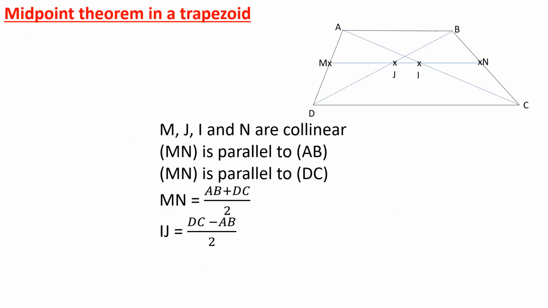The midpoint theorem in a trapezoid. We have a trapezoid ABCD. M is the midpoint of AD. N is the midpoint of BC. So we have the midpoints of the non-parallel sides. So the line joining MN is parallel to the 2 bases. It's parallel to AB and is parallel to DC. Now, MN is equal to AB plus CD over 2, and IJ, what are IJ? The intersection of MN with the diagonals is IJ. IJ equals CD minus AB over 2.